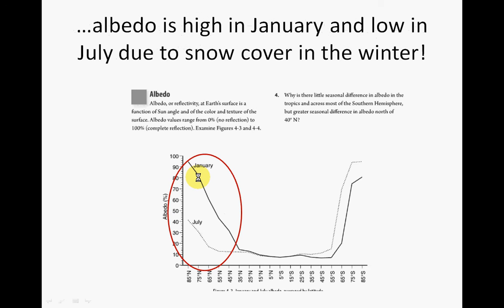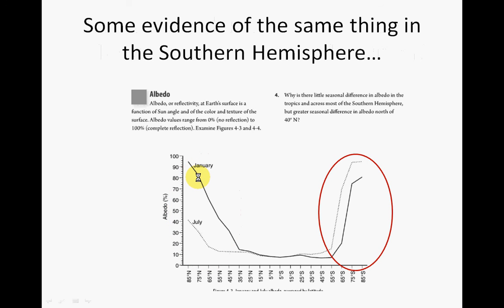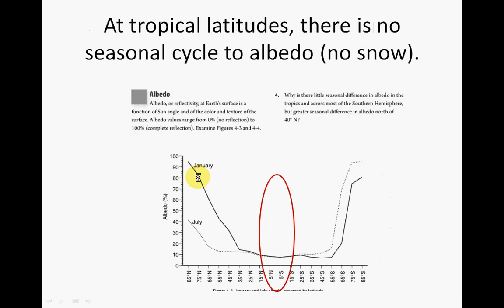That's just due to the snow cover that's there in the winter. Now there's some evidence you can see that at the high southern latitudes as well, but there's a big area in the middle where there's basically no difference between the albedo in January and July. At tropical latitudes, that's easy to understand. There just isn't really any snow cover any time of year in the tropics. But the book makes a bigger deal of one detail here.